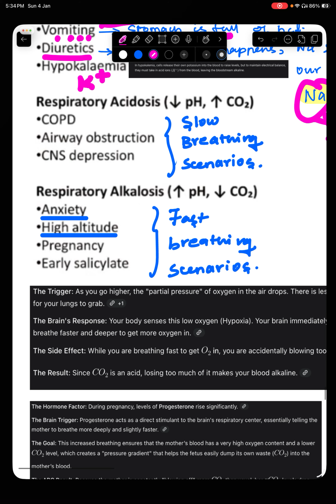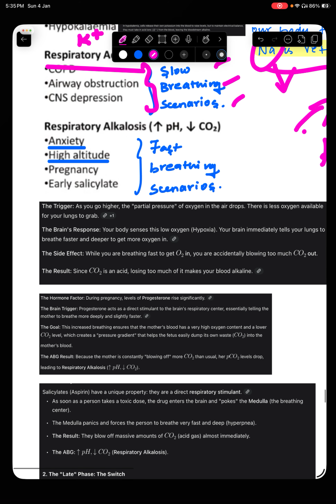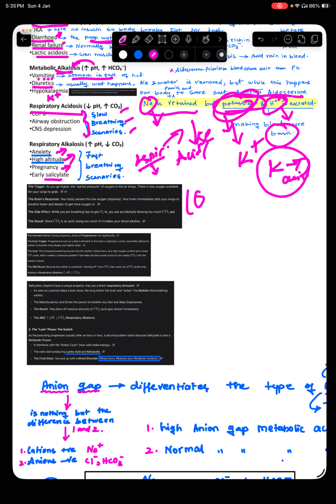Next, guys, respiratory acidosis, basically a slow breathing scenario. If you breathe slowly, obviously the CO2 release will decrease, so the acidity level will increase: respiratory acidosis. Respiratory alkalosis: anxiety, you breathe very fast; high altitude, again you breathe very fast. During pregnancy, you also breathe slightly faster. And early salicylate: what is salicylate? Salicylate is aspirin, guys. Taking it causes hyperventilation, so more CO2 release.